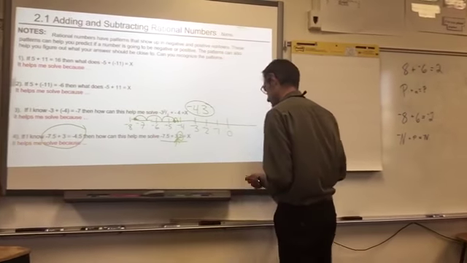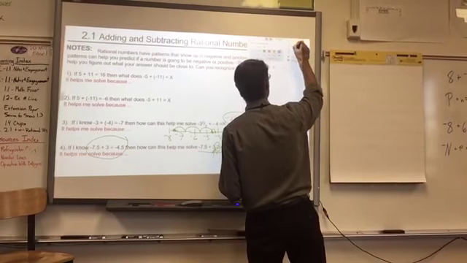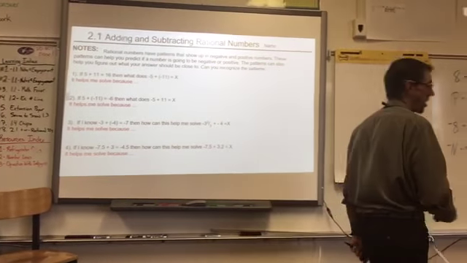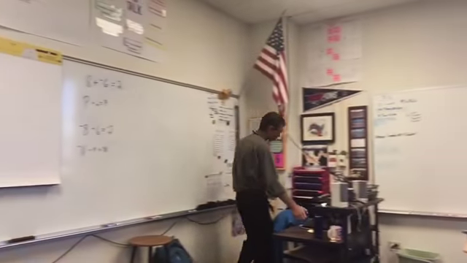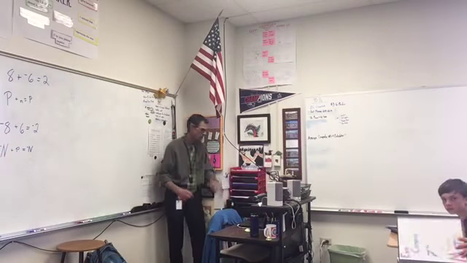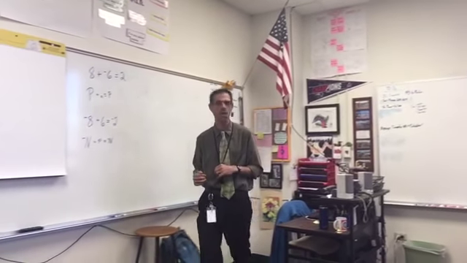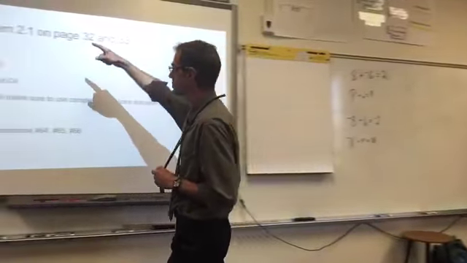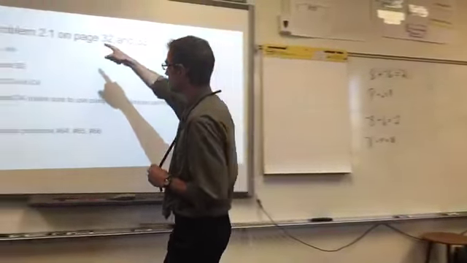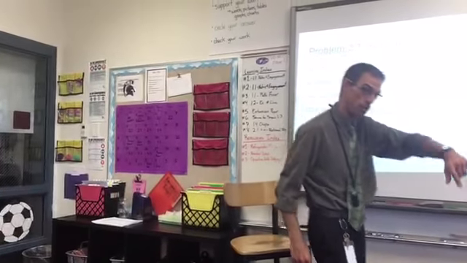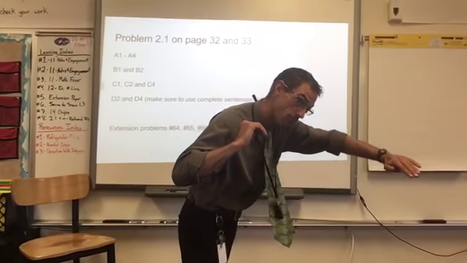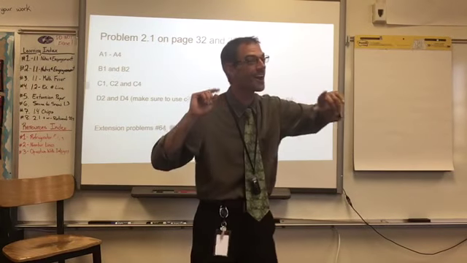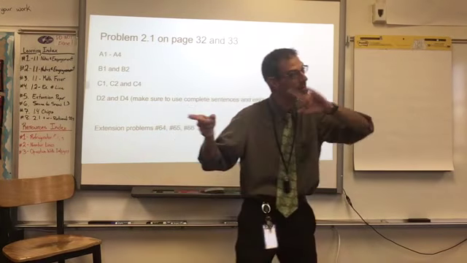Okay, today. You won't see as many of those difficult problems. Those are pretty challenging, but you're going to come across some. Today, here it is. Do your work on your paper on 2.1. We're on problem 2.1 on pages 32 and 33. You are working on A1 through A4. That's a through sign.